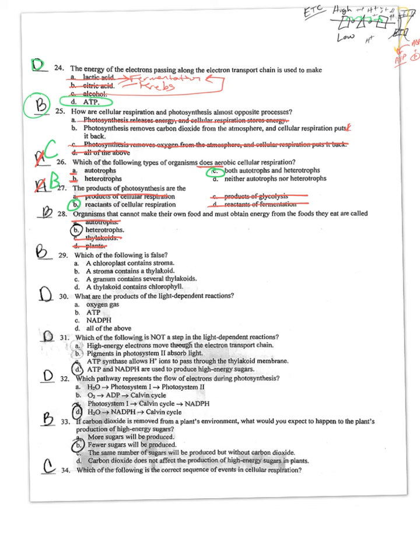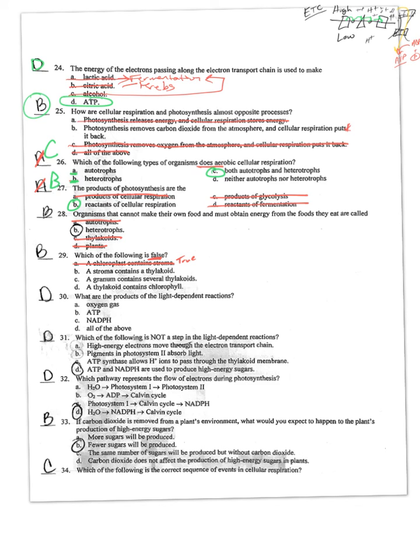And I should change this color to green, I think. Which of the following is false? A chloroplast contains stroma. That's true. So you want to know what's false, and that's not the answer because it's true. I'm going to put true here so nobody thinks I'm putting a red line because it's not true. Stroma contains a thylakoid. The granum contains several thylakoids. A thylakoid contains chlorophyll. Now, which of these would not be true?